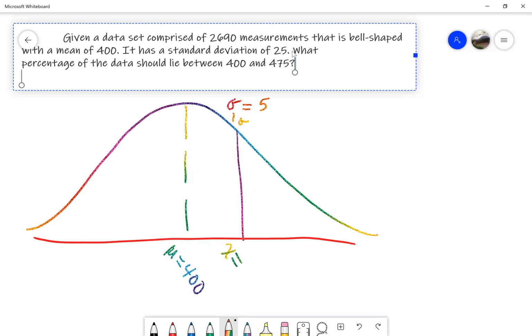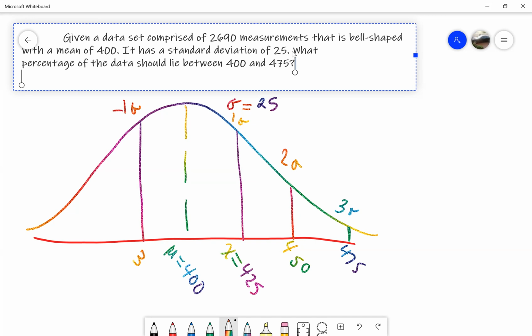What value would this be here? Wait, I forgot the percentage. Don't worry about the percentage. We're gonna add 25. What's that? 425, my bad. And what would the next one be? 450. Can't do math. And the next one after that? 475. Now we can do it in the opposite direction just to practice, just to remind ourselves.